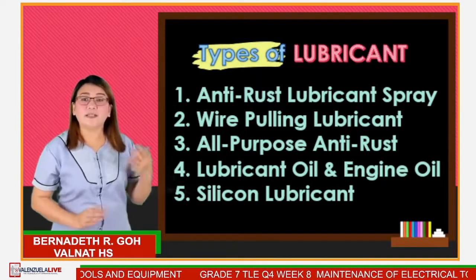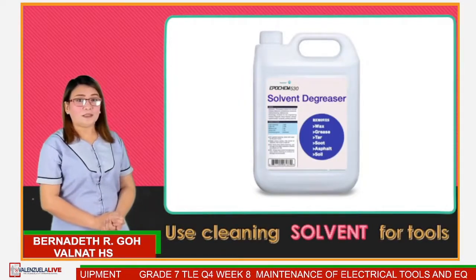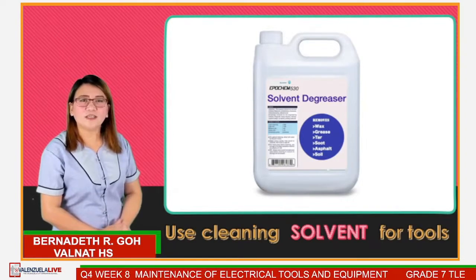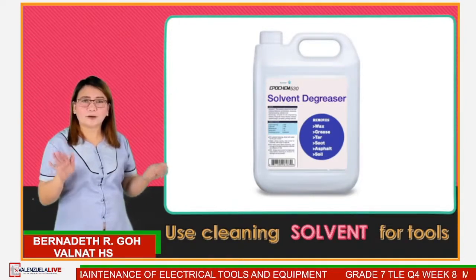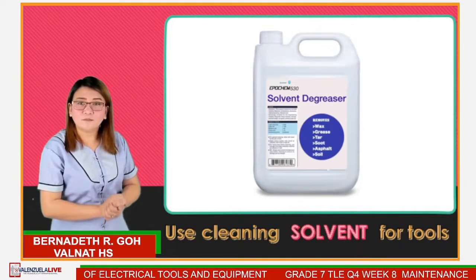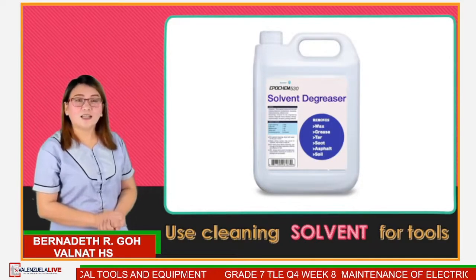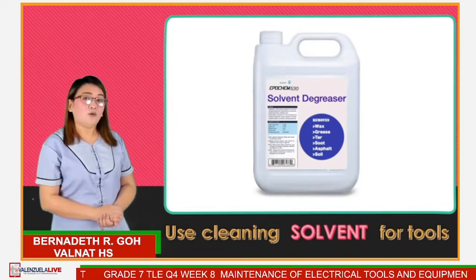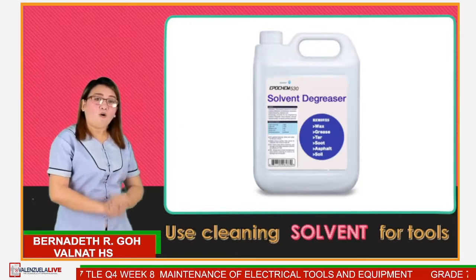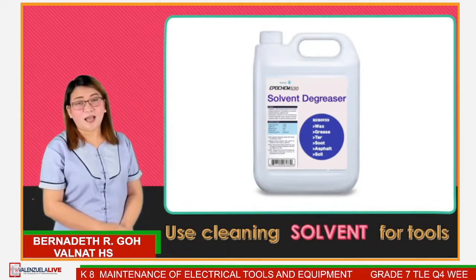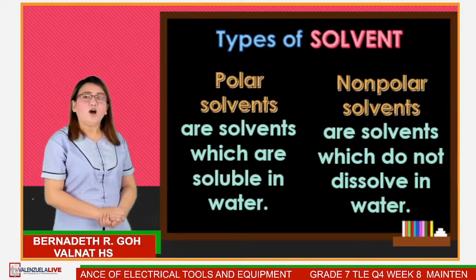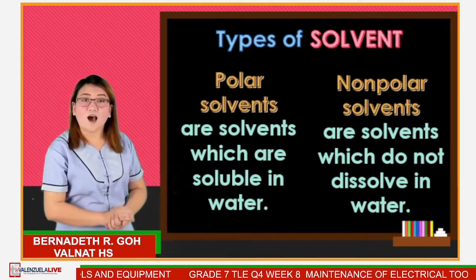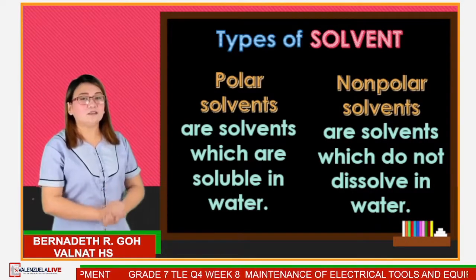Another substance for cleaning and maintenance of our electrical tools and equipment is the solvent. Solvent works by dissolving the soil, breaking it down into smaller particles, and carrying it into the solution away from the clean surface. Solvent-based cleaners can be fast evaporating or slow evaporating, high in odor or low in odor, plastic-safe or very aggressive. It can be classified as polar and non-polar. Polar solvents are solvents which are soluble in water, while non-polar solvents do not dissolve in water.